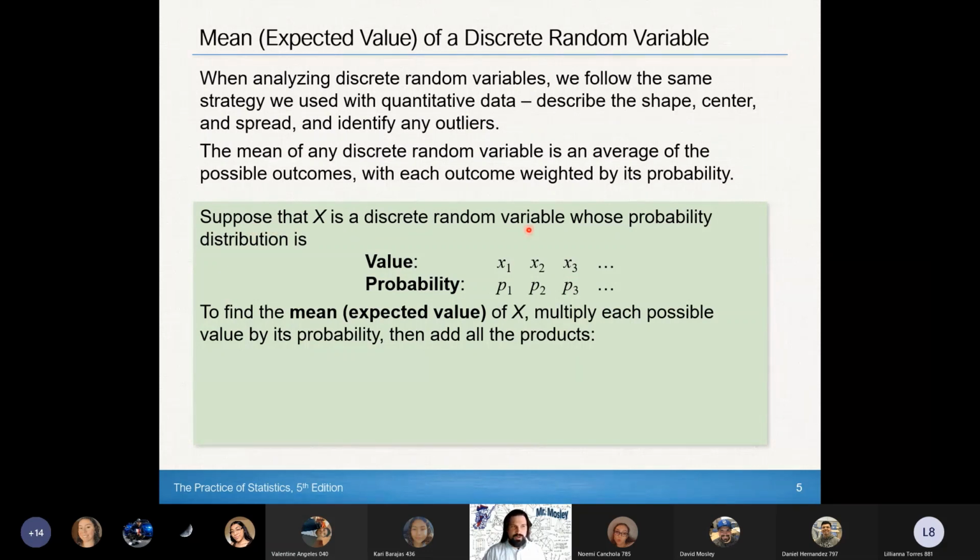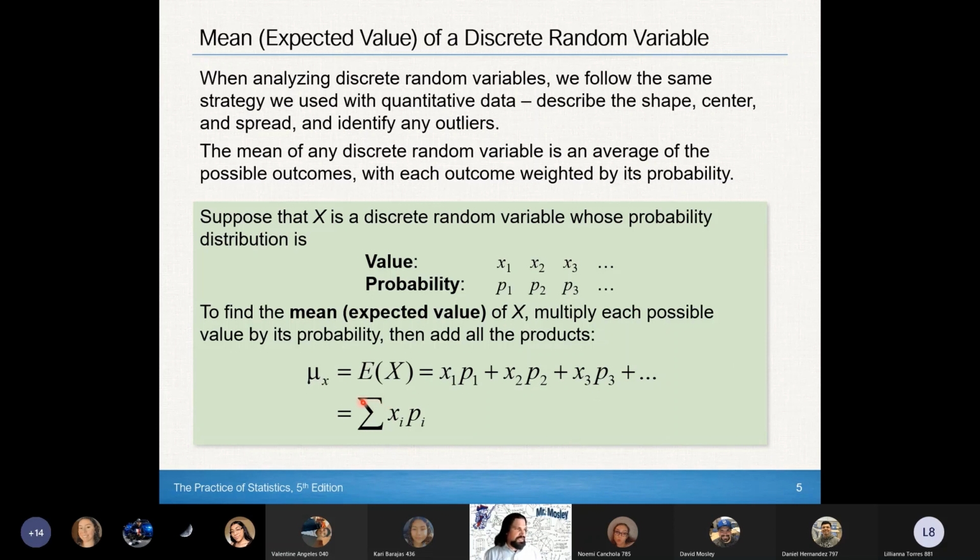Suppose that x is a discrete random variable whose probability distribution is the same as we saw before. We have x sub 1, x sub 2, x sub 3, p sub 1, p sub 2, p sub 3. To find the mean or expected value of x, multiply each possible value by its probability. Then add all the products. Notation-wise, it looks like this. Mu sub x, this is our little mu, our Greek letter, equals the expected value of x. That's what this E of x is. It's essentially mu sub x, another way of writing that, just not in Greek letters. It equals our first outcome times the probability of the first outcome occurring, plus the second outcome times the probability of the second outcome, plus the third outcome times the probability of the third outcome, and you just keep doing that until you run out of outcomes.